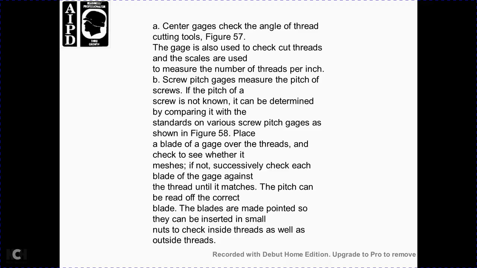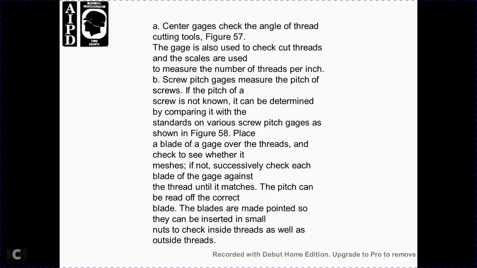When the pitch of the screw is not known, it is determined by comparing it with the standard screw pitches on the gauge shown in Figure 58. Place the blade of the gauge over the threads to check whether it meshes. If it does not, successively check each blade of the gauge against the thread until a match is found and the pitch can be read off correctly.